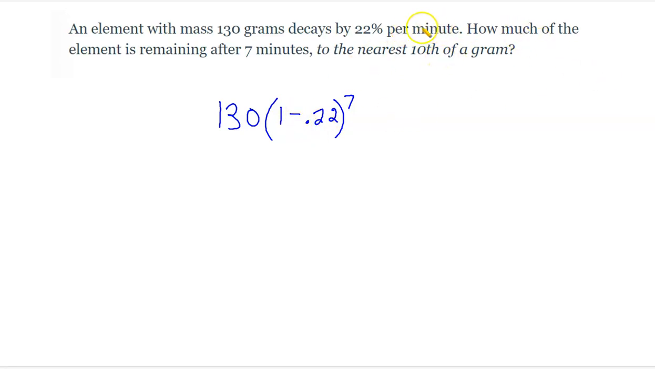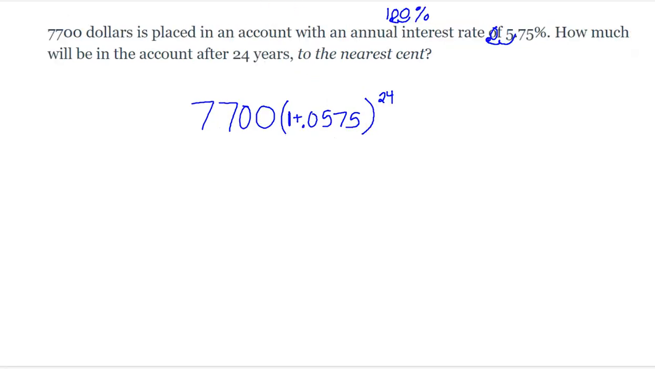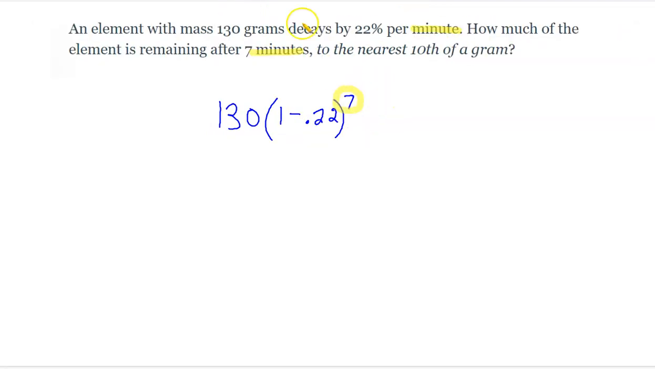And just make sure that your units are important. So since this is per minute and this is per minute, you can just put 7 there. Since this was per year and this was an annual rate, you can just put 24 there. If this said how much is remaining after an hour, you'd have to put what here? We'd have to put 60 because we need to be in terms of minutes. So watch for your units today.